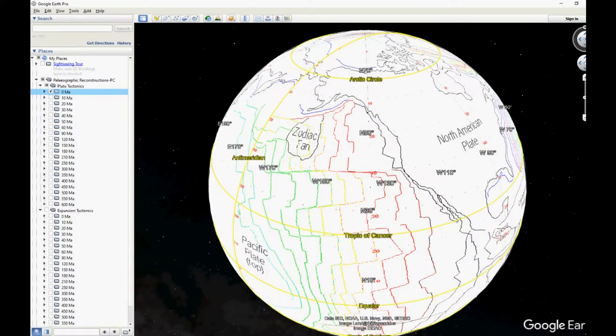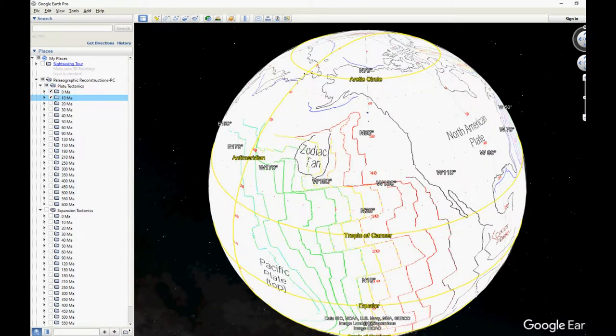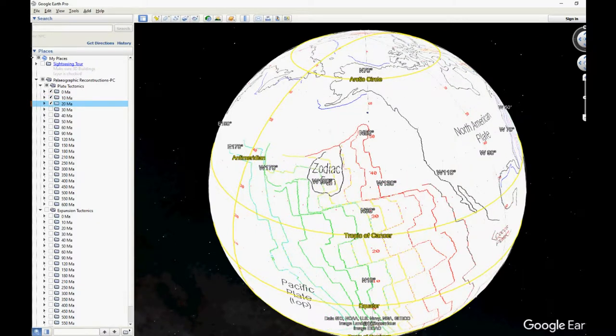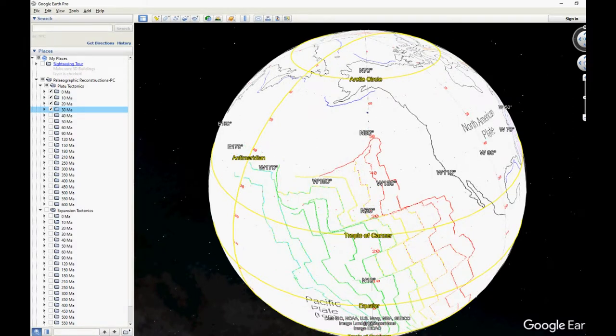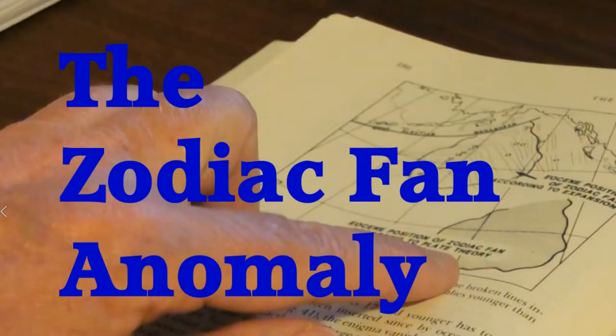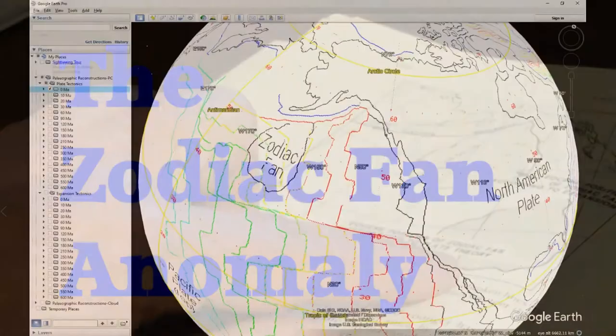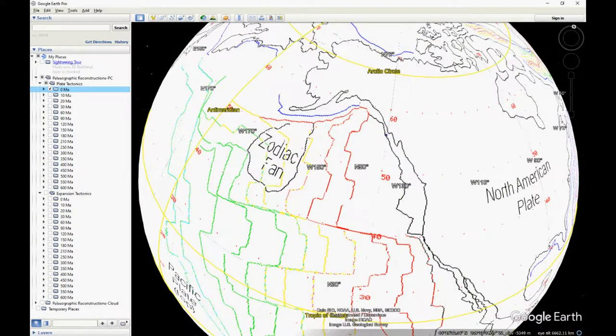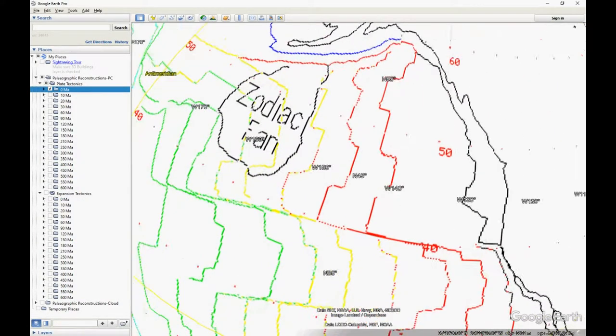Plate tectonics assumes that crustal plates have moved thousands of kilometers. The Zodiac fan presents a major problem for this central premise of plate tectonics, and this problem has become known as the Zodiac fan anomaly. I've added the Zodiac fan to my paleographic reconstructions.